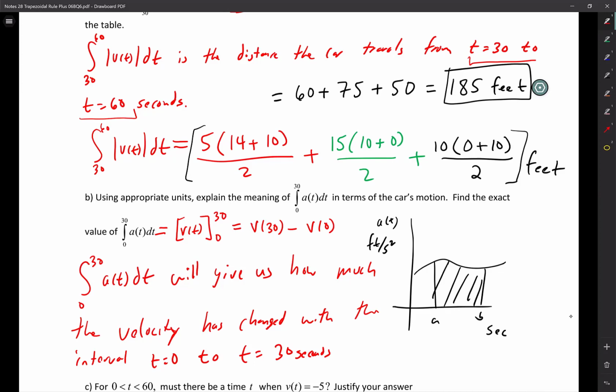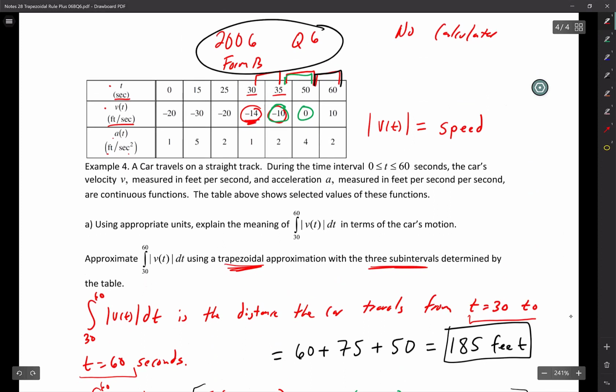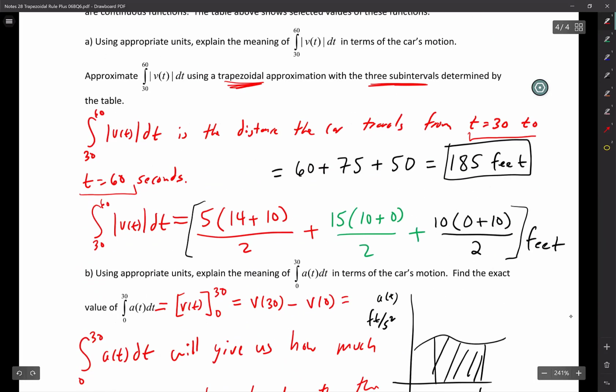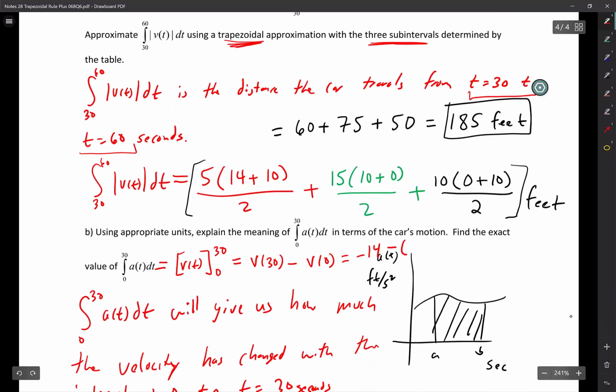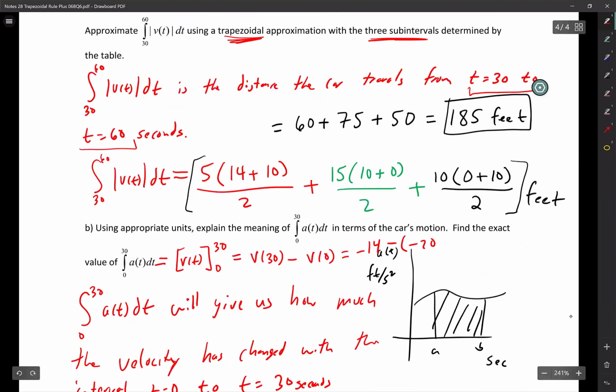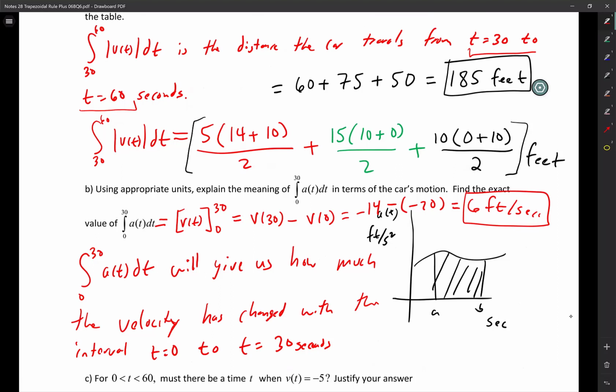Do I know what V of 30 is? Yeah, I have it in a table up here. There it is. V of 30 is -14, guys. Do I know what V of 0 is? Yeah, it's -20. So you're going to write equals -14 minus -20, so it's going to be 6 feet per second. That is how much my velocity has changed between t equals 0 and t equals 30. They might want us to write a sentence with this included, because they want to know how much it has changed.